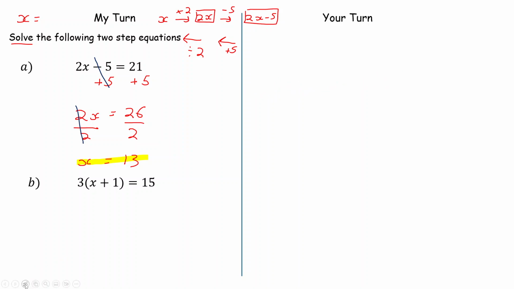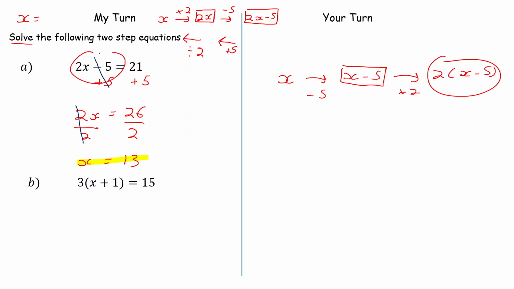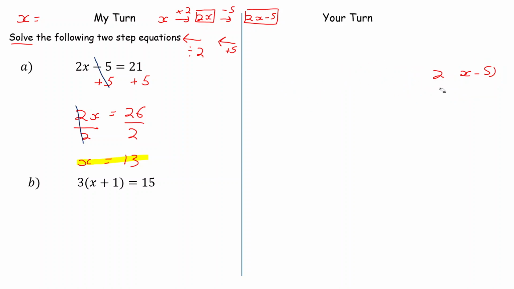Just to make it really, really clear, the order is so important here. If we said we began with x, and you said, well, you take away 5 first, that would get you to x take away 5. And then if you said, well, now we times it by 2, that would give you 2 times everything here. This is not the same as this, which is why you've got to understand the order in which the equation was formed. Yeah, and the more you do of these, the quicker you can just do it in your head, and the more you just recognise what is going on.